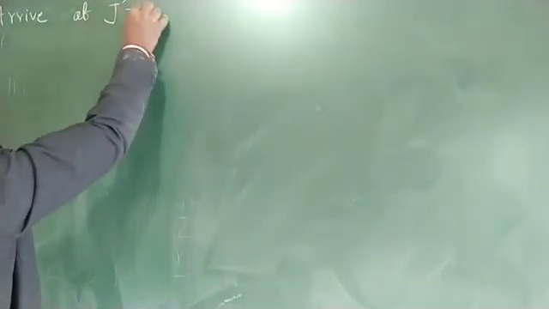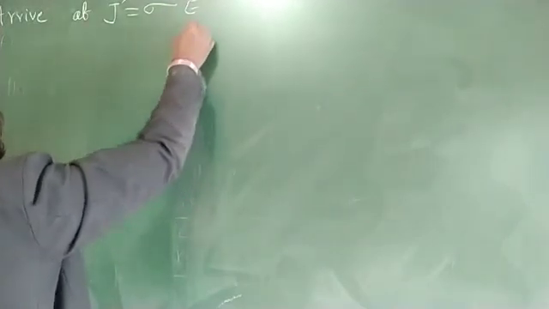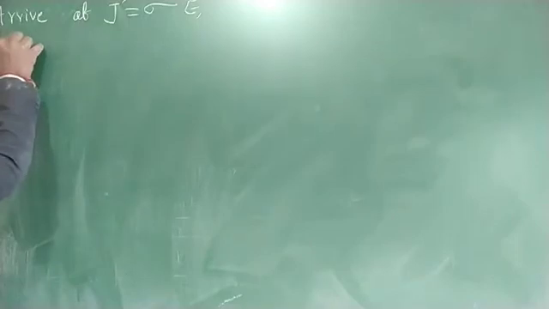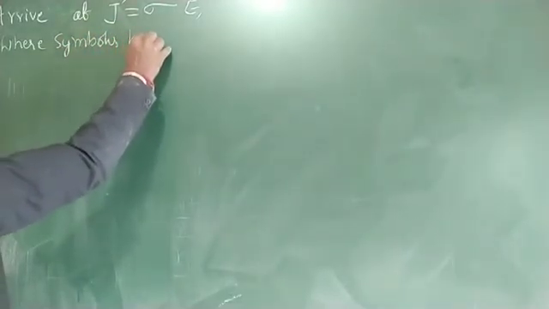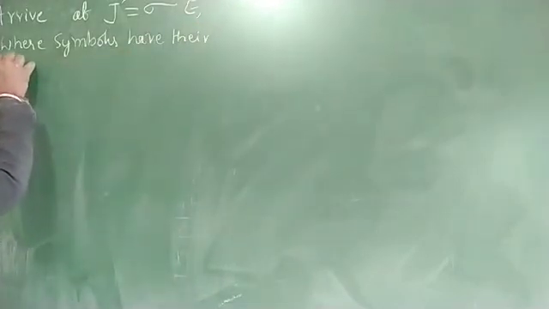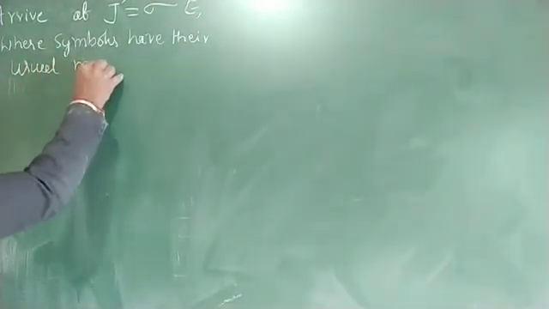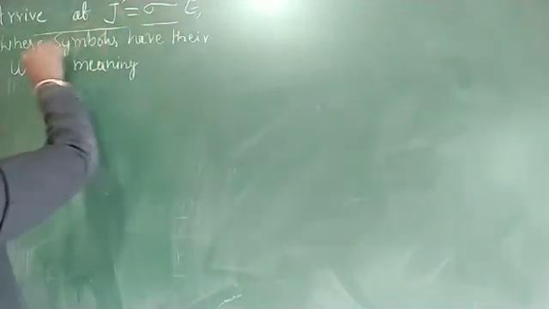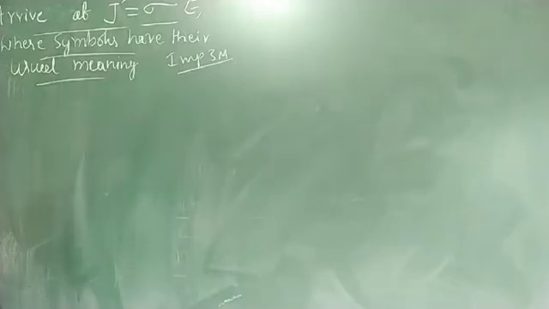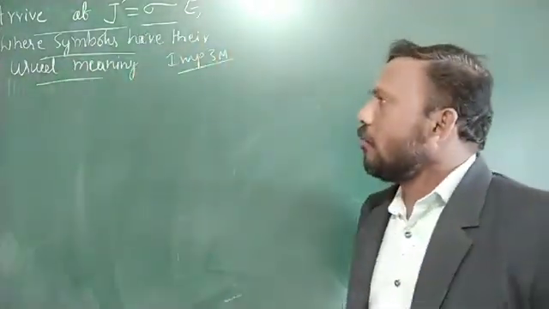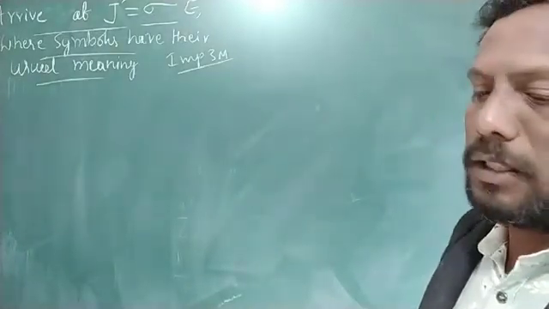Arrive at J is equal to sigma E, where symbols have their usual meaning. Important derivation, 3 marks.